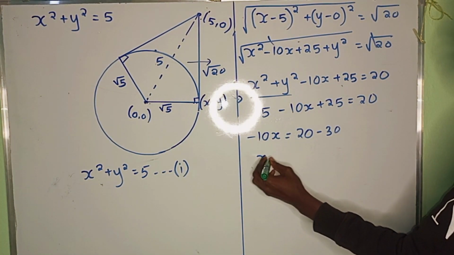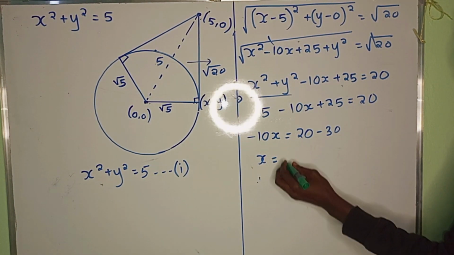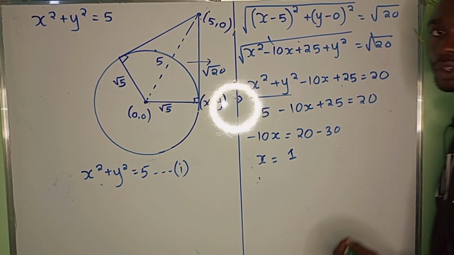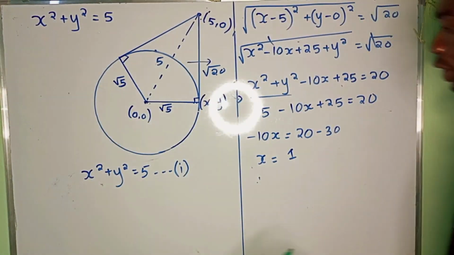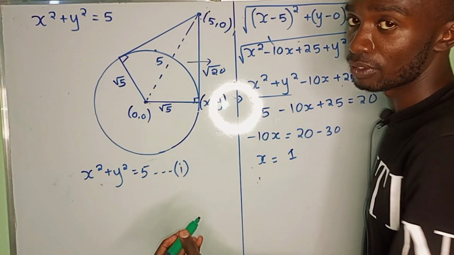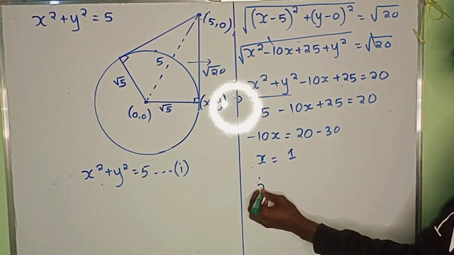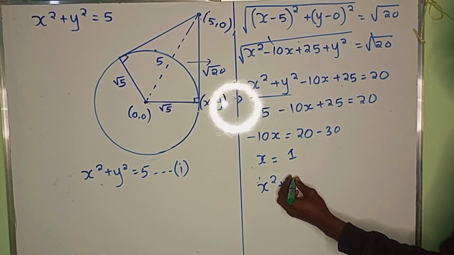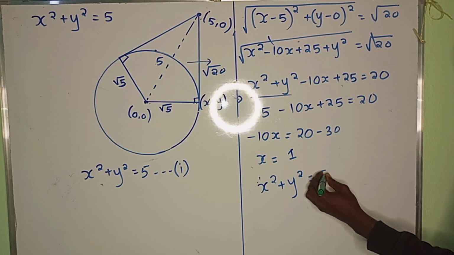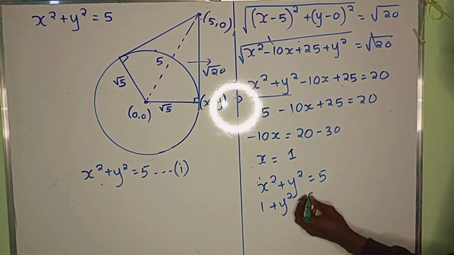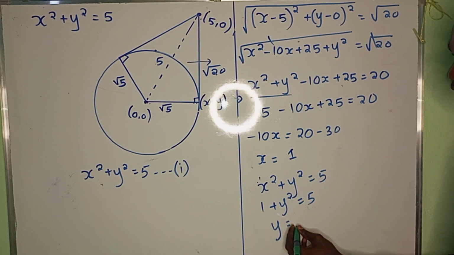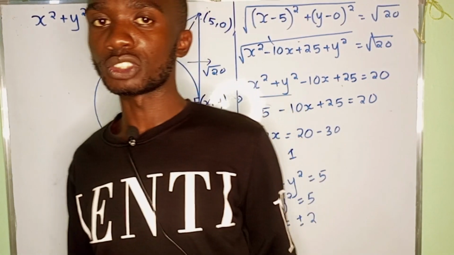The value of x is equal to 1. Now that we have the value of x, we can easily get the value of y. We substitute the value of x in the first equation: x squared plus y squared is equal to 5, so 1 plus y squared is equal to 5. So the value of y is equal to plus or minus 2, because we are going to get the square root of 4, that is plus or minus 2.